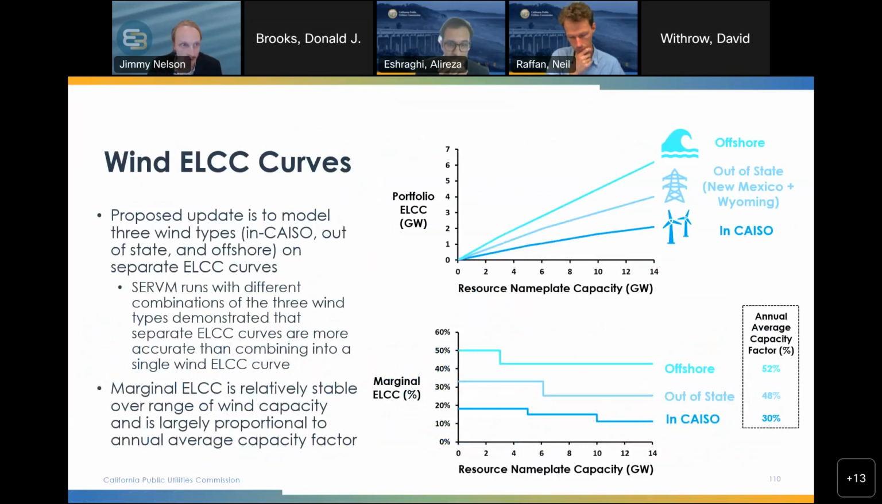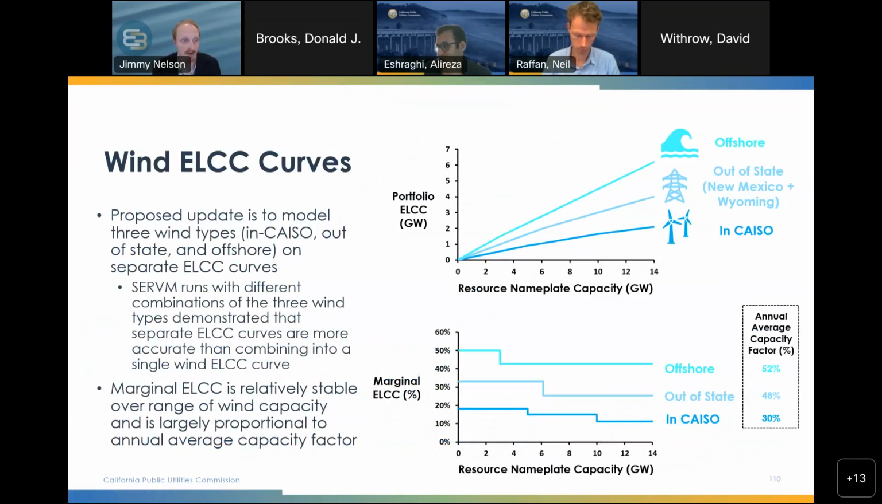So we will show a few results of simulations in SERVM that are proposed inputs to the next round of Resolve modeling. So this is the first round of actual results. And these are the proposed wind ELCC curves.